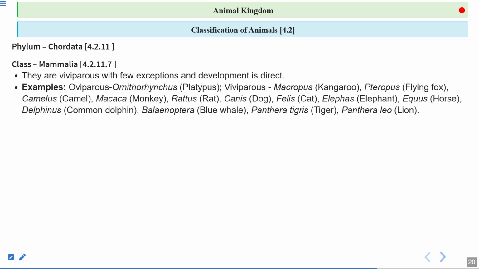Examples: oviparous, ornithorhynchus. Ornithorhynchus is the scientific name, platypus. Viviparous, macropus, kangaroo. Pteropus, flying fox. Camelus, camel. Macaca, monkey. Rattus, rat. Canis, dog. Felis, cat. Elephas, that is elephant. Equus, horse. Delphinus, common dolphin. Balaenoptera, blue whale. Panthera tigris, tiger. And Panthera leo, lion.